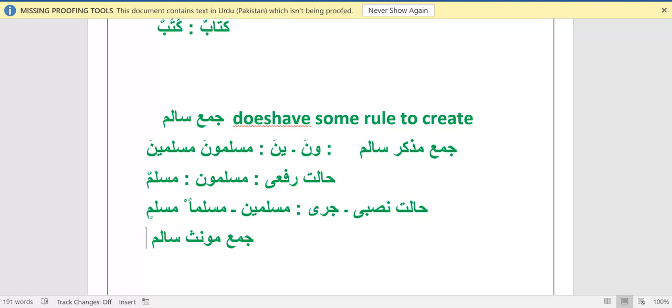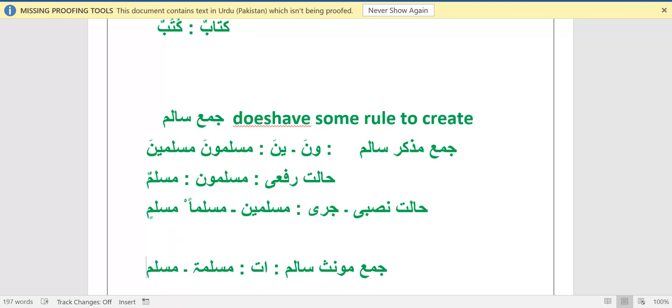Now for Jama Muannas Salim. For Jama Muannas Salim, add alif ta in the ending. For example, muslimatun is a single Wahid word, and we want to say more than two Muslim women. Simply first remove the ta from the ending, and after meem add alif and ta. Muslimatun means more than two Muslim women.